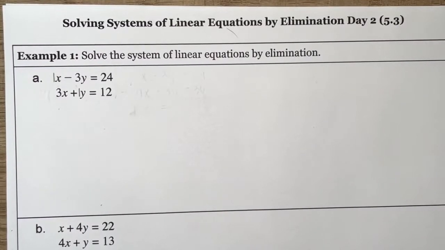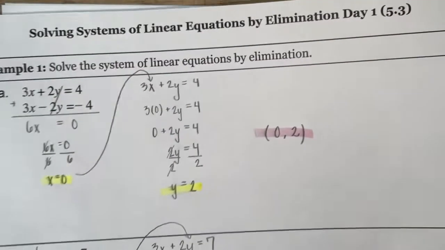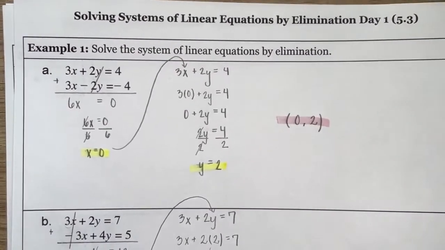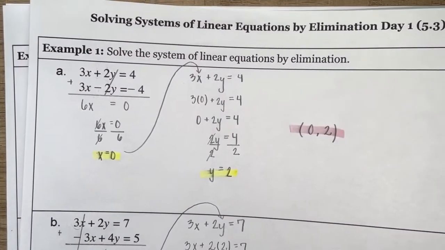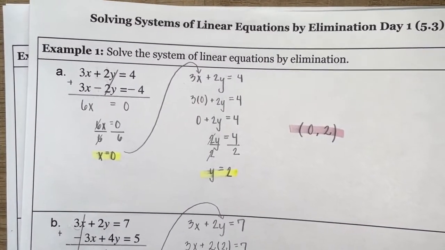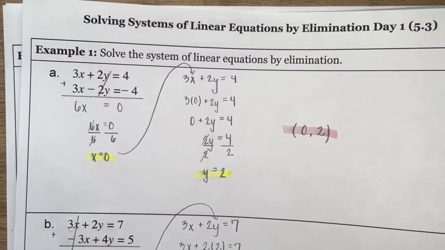So today's notes are solving systems of linear equations by elimination day 2. And hopefully you remember from day 1 that when we used elimination, we were looking for a variable that had matching coefficients but opposite signs. It's okay if you have the same sign, we can deal with that, but it's ideal to have opposite signs.